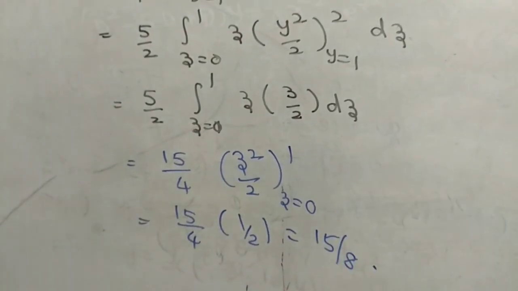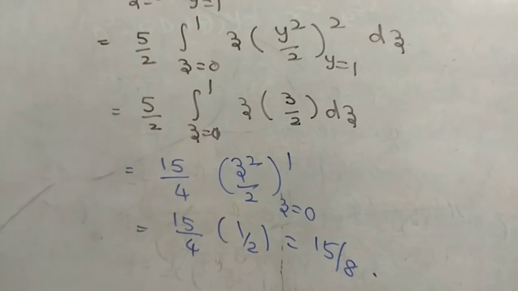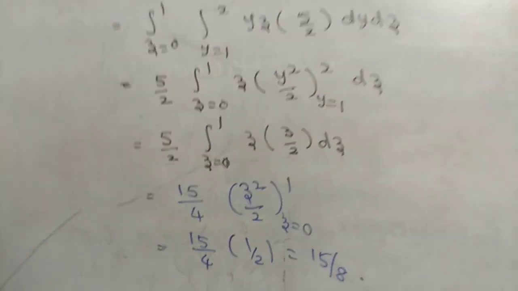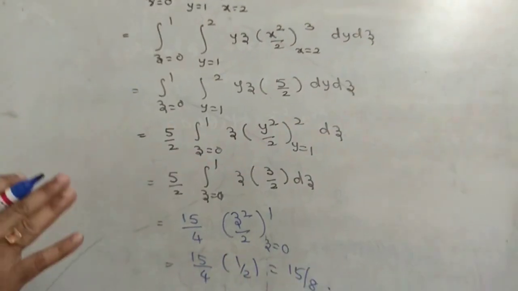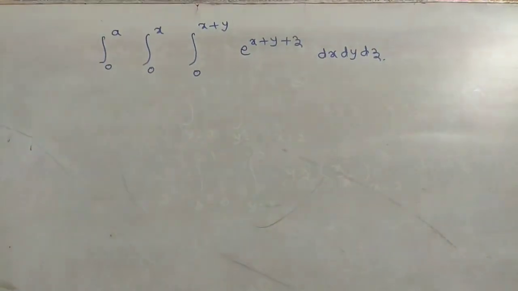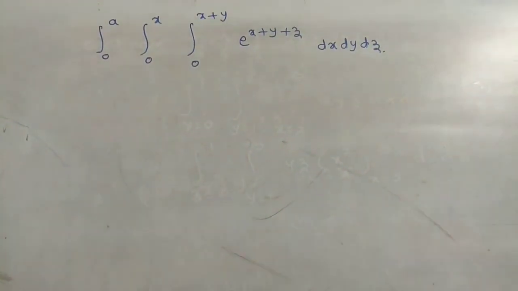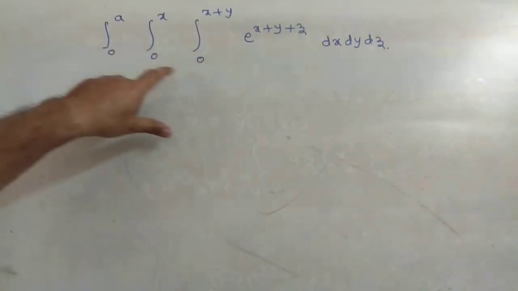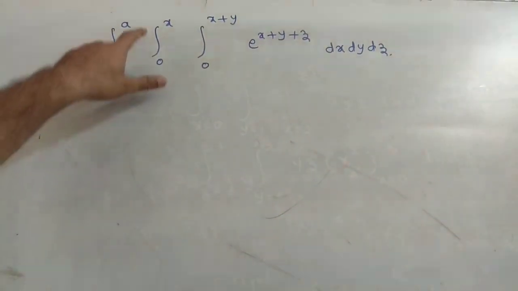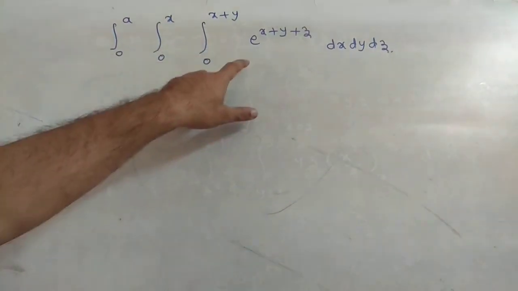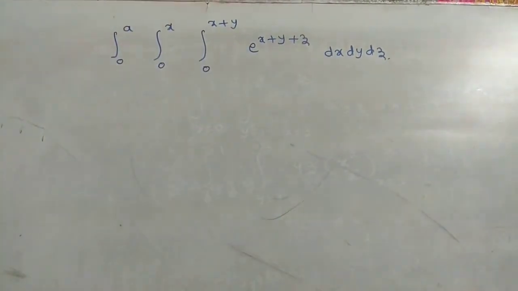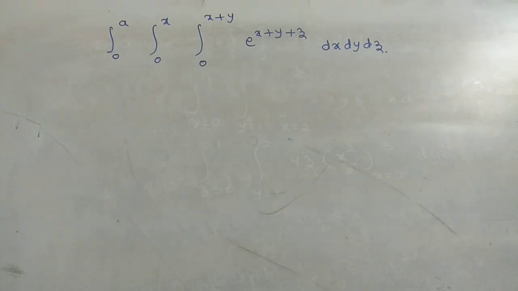That is how you are finding the triple integral corresponding to the given problem where the limits are only real numbers. Now let us have another triple integral problem. It is a triple integral 0 to a, 0 to x and 0 to x plus y. The integrand is e power x plus y plus z, of dx, dy, dz.